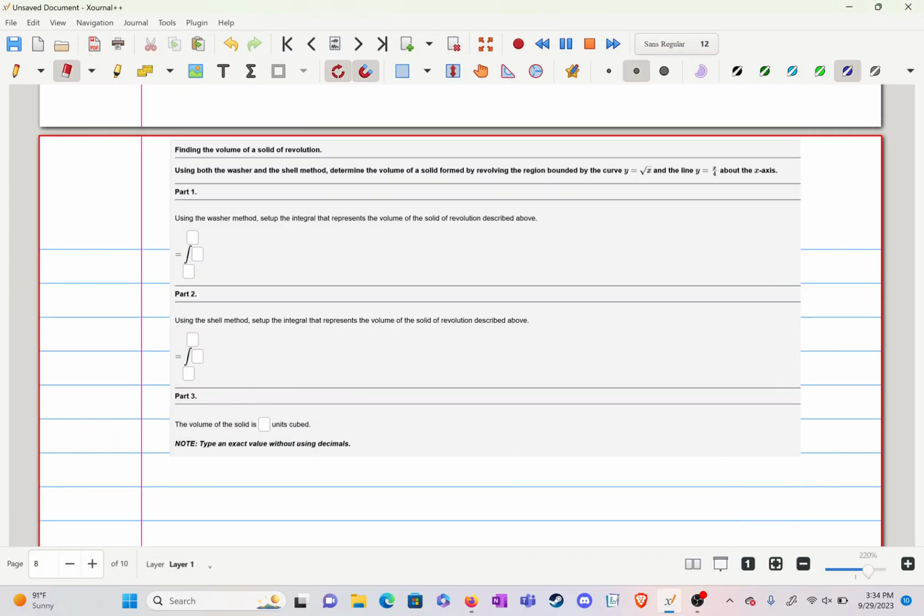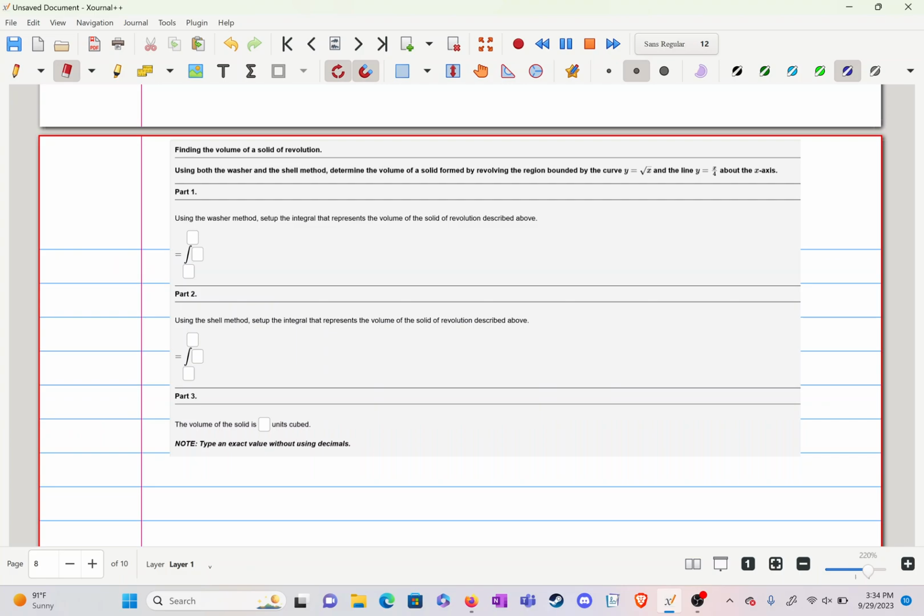Okay, we're on question 8 here, I believe. Very similar to the previous question. Washer method, shell method, finding bounds of integration, create and set up the integral. Let's go. So now we have stuff in terms of x.